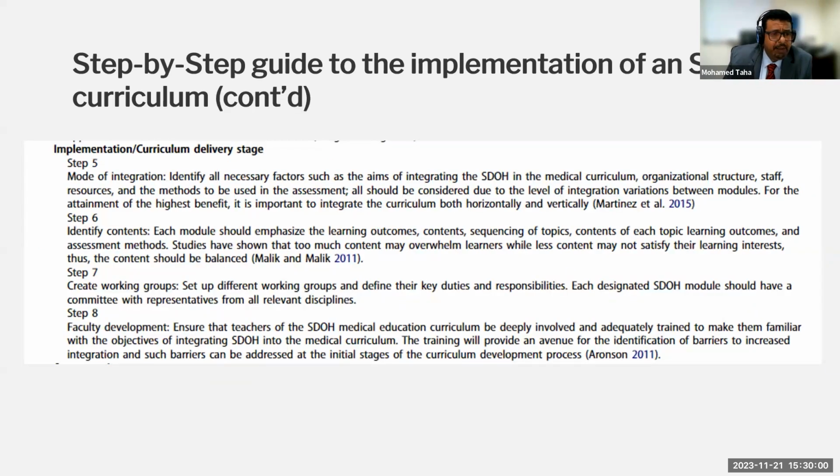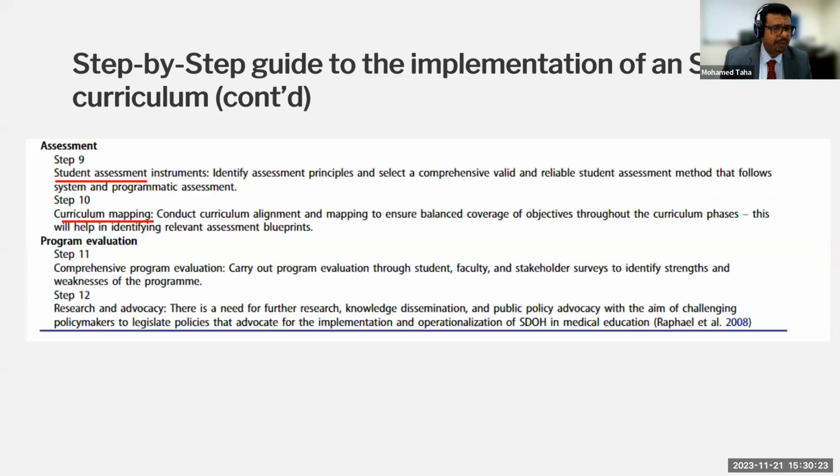When it comes to the implementation stage, we need to revisit the integrations as we presented in the framework, and we need to identify the content, and we need to create a working group again at course level, and we need to also ensure the faculty development, how we can make sure that we are delivering this in a good way to the students. Very important to start with the curriculum mapping and doing the blueprint at master level, including the programmatic blueprint, and also to think about what are the suitable instruments that can be used to integrate this social determinant into the curriculum.